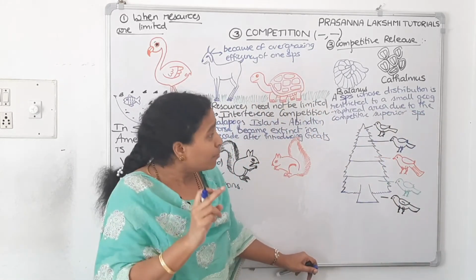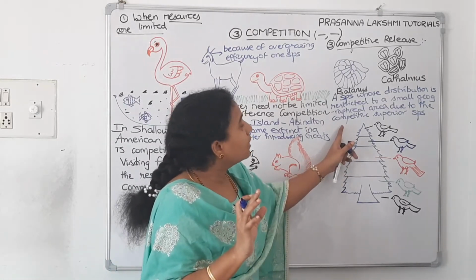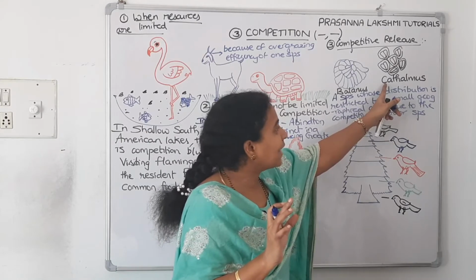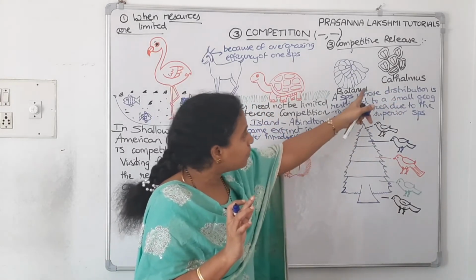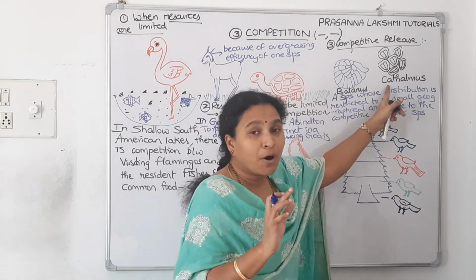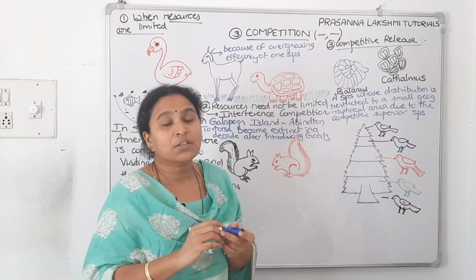Now, when we remove, for experiment's sake, this competitive one, then what happens? The smaller Catalamus will spread widely. So when we remove the Belanus, we can tell that the smaller one will nicely expand. That's it.